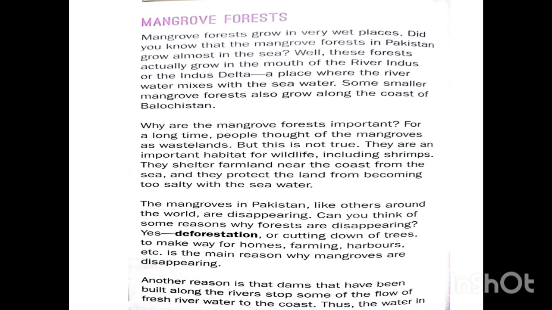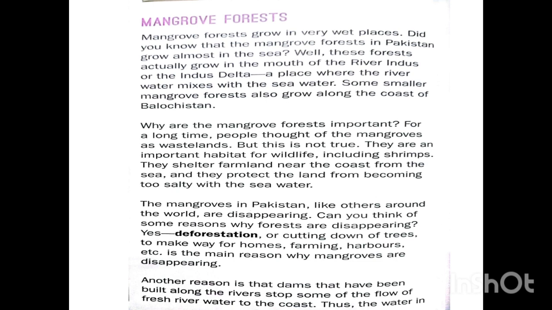Now it's time to read about another landscape, and the landscape name is mangrove forest. Mangrove forests grow in very wet places. Did you know that the mangrove forests in Pakistan grow almost in the sea? Well, these forests actually grow in the mouth of the river Indus or the Indus Delta, a place where the river water mixes with the sea water. What is a delta? It is a place where river water mixes with sea water.